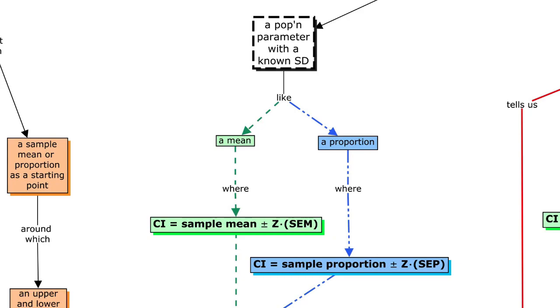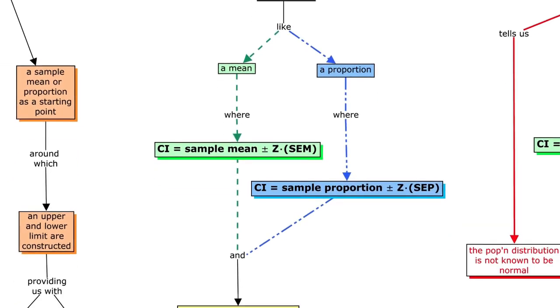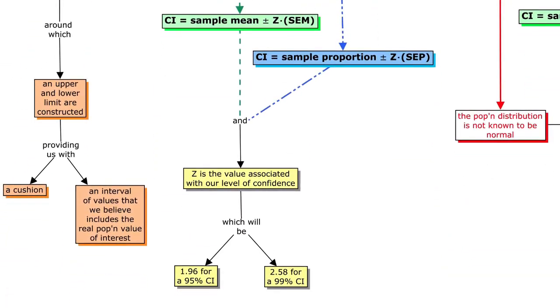In the case of a proportion, our construction of the confidence interval is determined by the sample proportion value plus or minus the z value times the standard error of the proportion, or SEP. In both cases, we need to identify the value for our z in both formulas. The z is the value associated with our level of confidence. That is to say, our confidence in that the population mean or population proportion will fall at some point within our confidence interval.